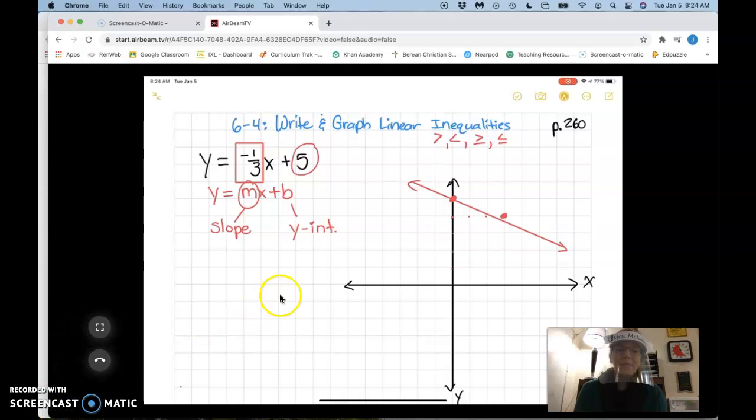All right, and we'll be right back, and we're going to do some inequalities next. So copy this down. We'll be right back.